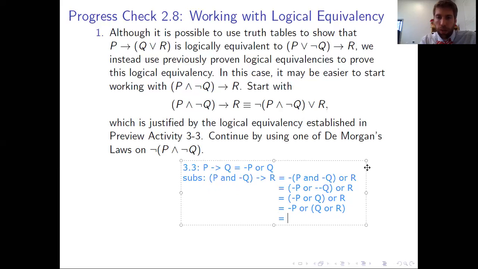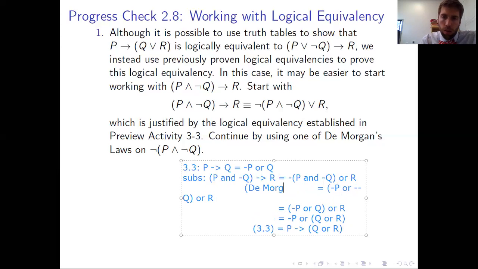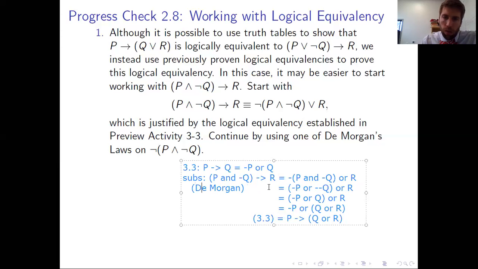Then I can use 3.3 again and get P implies Q or R. That's how you get from P and not Q implies R to P implies Q or R. So I substituted in 3.3, then I used De Morgan here, and here we just did the double negative.